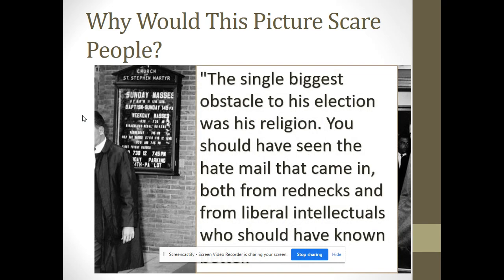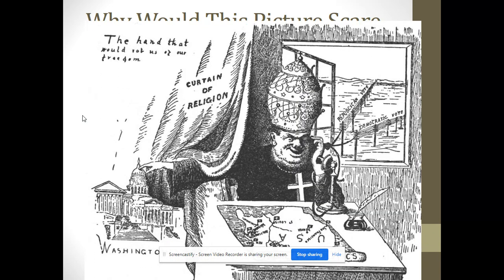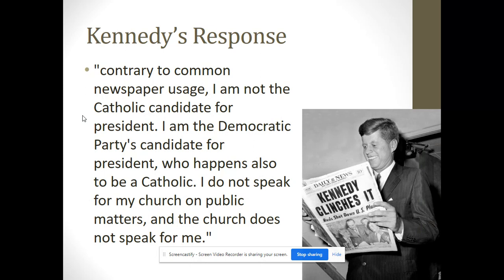Here's a quote: "The single biggest obstacle to his election was his religion. You should have seen the hate mail that came in, both from rednecks and from liberal intellectuals who should have known better." People really came after Kennedy with the fear that he would follow the Pope, the Vatican, not his country. And this is an image we've used before, right? There's the Pope, the leader of the Catholic Church. He's kind of pointing over to Washington as if he has control over it. This was the fear. Now, Kennedy had to address this directly.